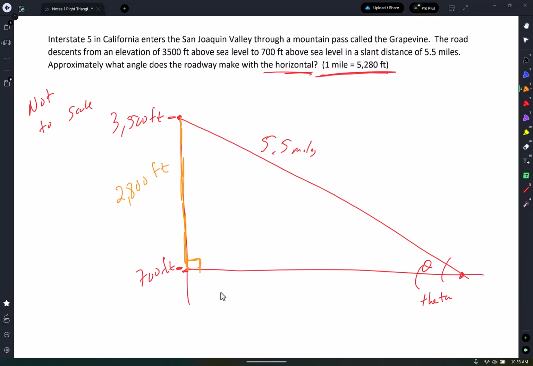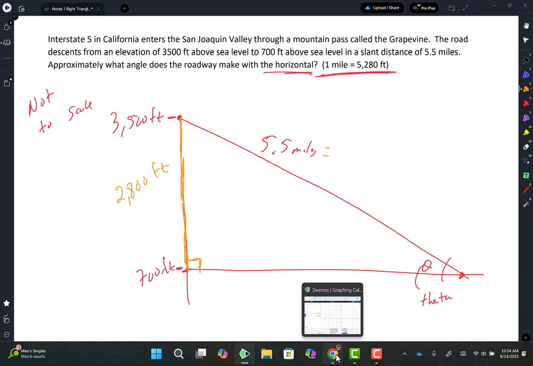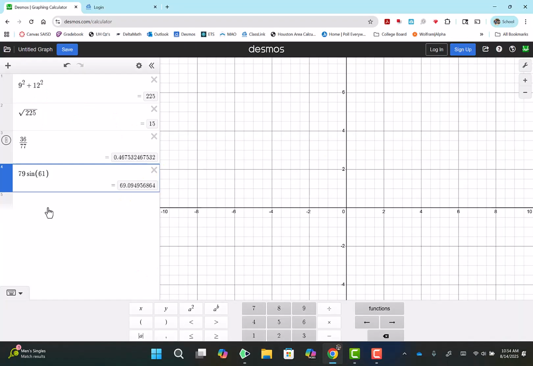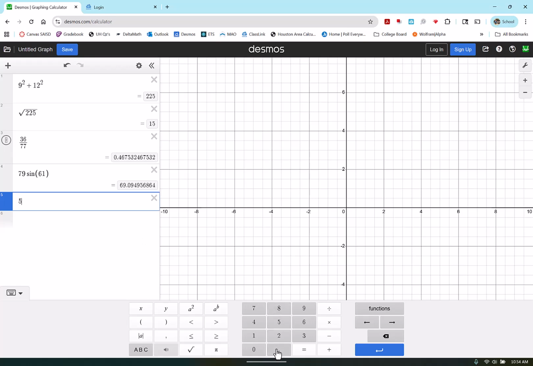I need to turn miles into feet. So take your calculator, take your Desmos. Let me go back to Desmos, and I'm going to go 5.5 times 5,280. And I got 29,040 feet.